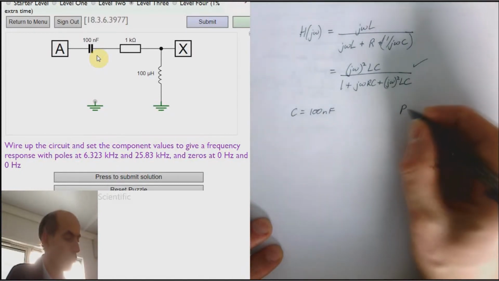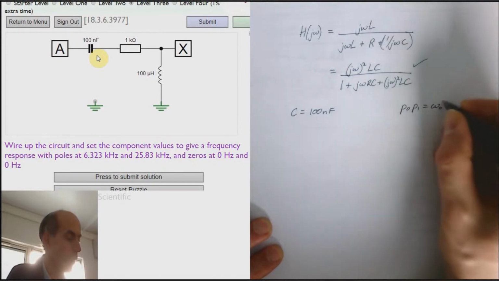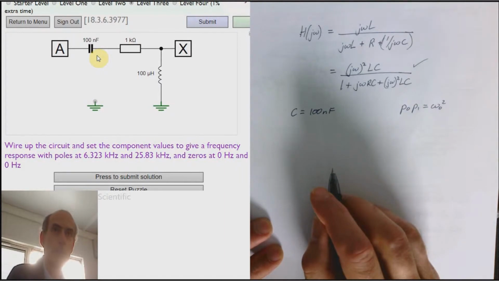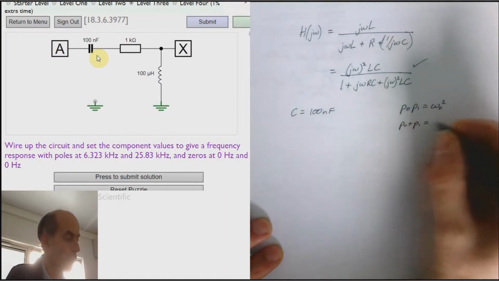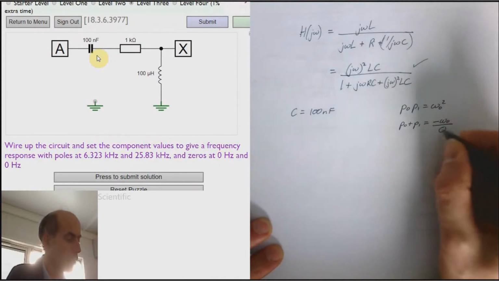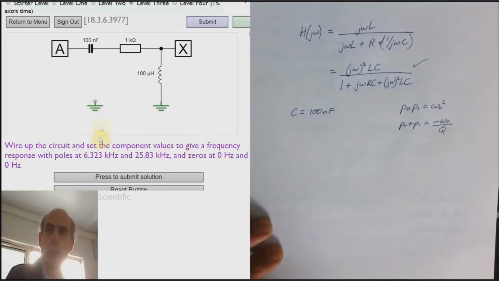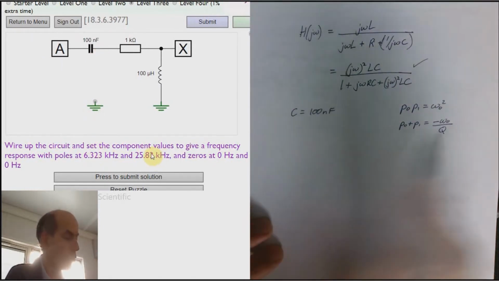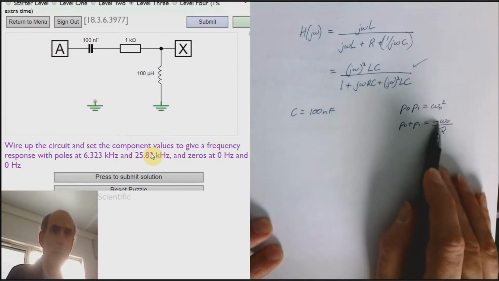The product of the two poles is the square of the resonant frequency, and the sum of the two poles is minus the resonant frequency divided by Q. If we're dealing with real poles, as we are here, and just thinking about the break frequencies of the poles, we don't need to worry about the minus side.